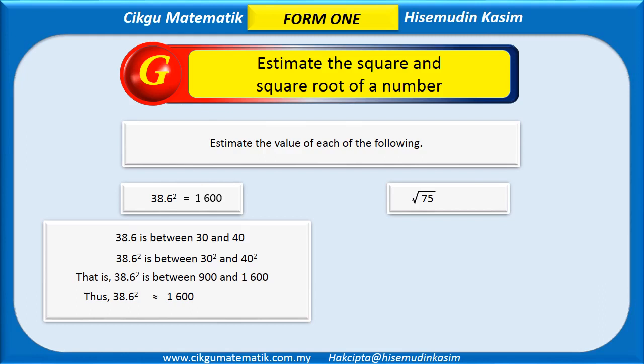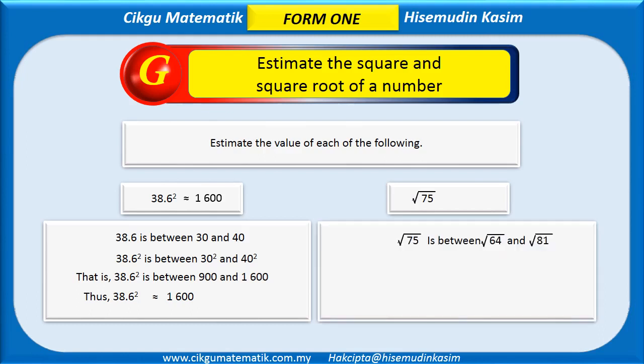The square root of 75. The square root of 75 is between the square root of 64 and the square root of 81. That is, the square root of 75 is between 8 and 9. Thus, the square root of 75 is near to 9.